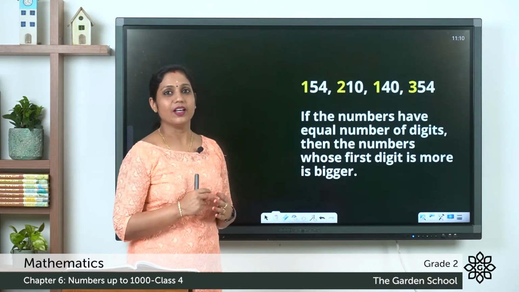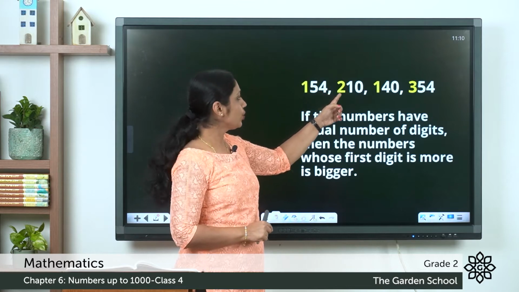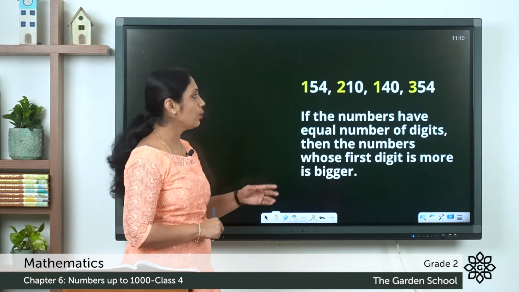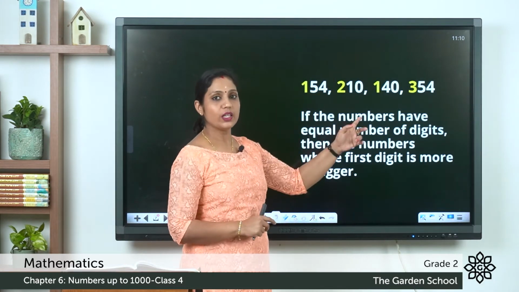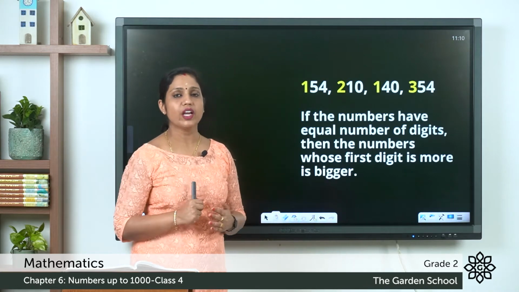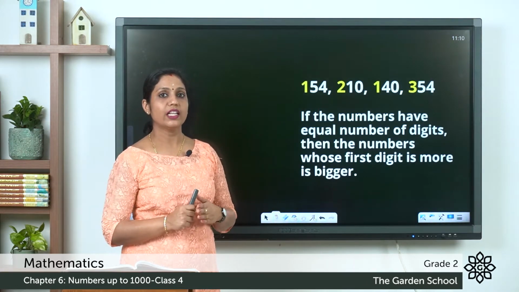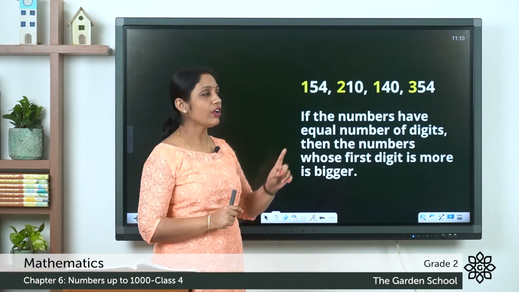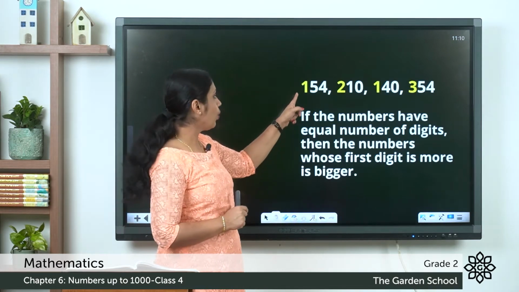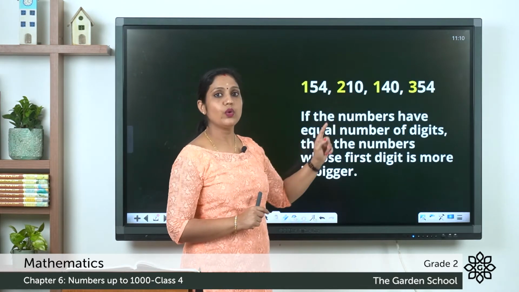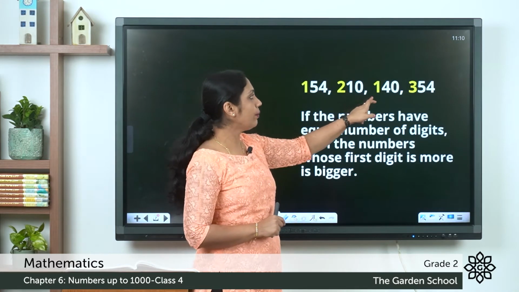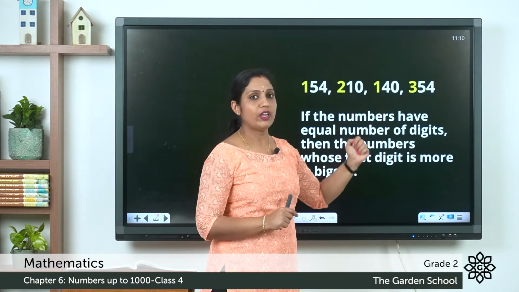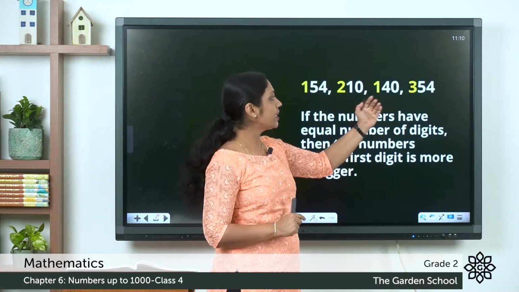Let's look at this: 154, 210, 140, 354. All the numbers are 3-digit numbers. We have ones, tens and hundreds in all these numbers. So when such numbers are given, how can we arrange them in the ascending order? We have to look at the first digit, that is the hundreds place. Look at the number 154. We have 1 in the place of 100, so we can say it is 100. In the number 210, we have 2 hundreds. In the number 140, we have 100 and in the number 354, we have 3 in the place of 100. So we can say that it is 300.